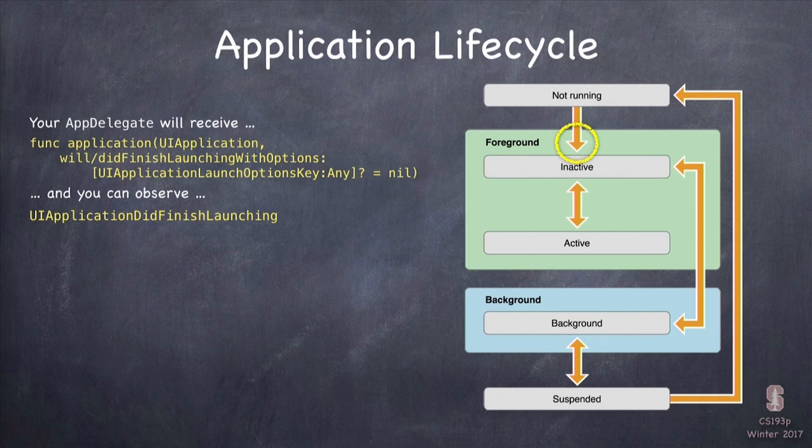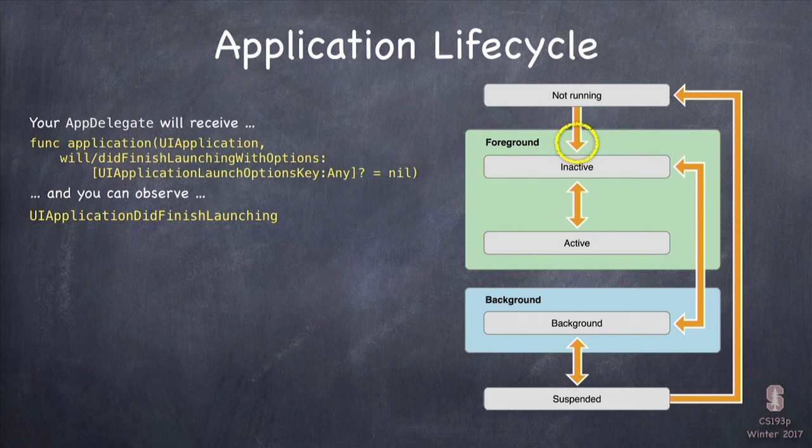So the first one in your app delegate is called application didFinishLaunchingWithOptions. There's also a willFinishLaunchingWithOptions, and it gives you this dictionary. In the dictionary, the keys are UIApplicationLaunchOptionsKeys, which you can look in the documentation for that symbol, and you'll find all the various things that can appear in this dictionary, and the values depend on what the key is.